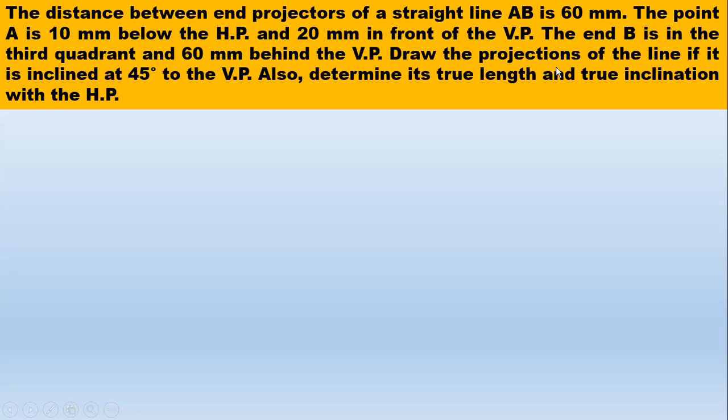Draw the projection of line if it is inclined at 45 to the VP. So this is nothing but true inclination with respect to VP. Also determine its true length and true inclination with HP. So let's list out the data. Position of A is given, top view of the position B is given 60 mm and angle with VP is given 45. We have to find out the true length and theta. Theta is nothing but angle with respect to HP. So let's start the problem.